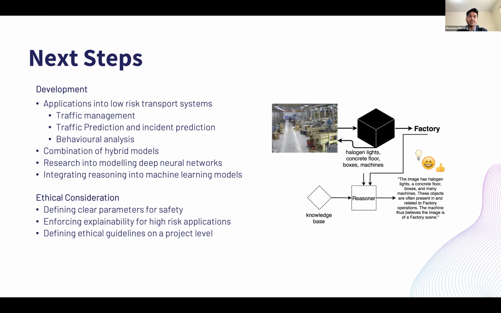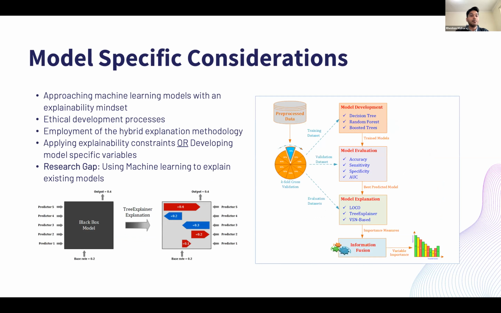And the ethical considerations to take here is to define clear parameters of safety and enforcing the explainability, especially in high-risk applications, and then as an overall effort to define ethical guidelines, not only on the project level, but on a larger scale for the entire space. And finally, for any model specific considerations, we want to approach machine learning models with an explainability mindset. So trying to prioritize explainability and safety, especially inside of the intelligent transport systems.